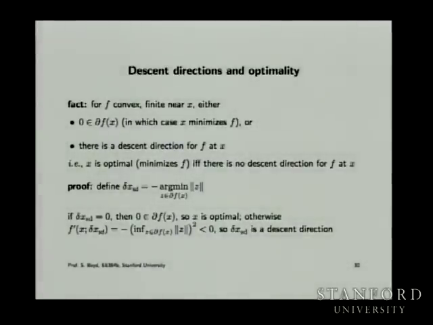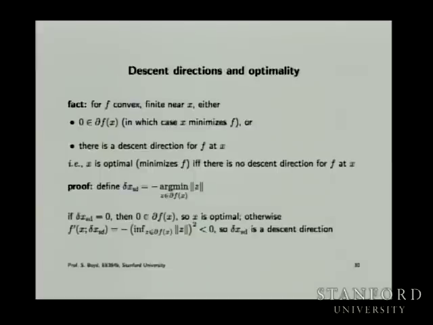Okay. Descent directions and optimality. If you have a convex function, finite near a point x, then one of two things happens. Either zero is in the subdifferential, in which case you're done. By the way, this is not particularly useful unless, for that particular problem, you have a handle on strong subgradient calculus. If you have a method to calculate the full subdifferential, then this tells you something. Otherwise, this is useless.